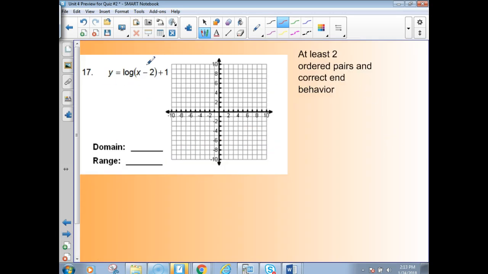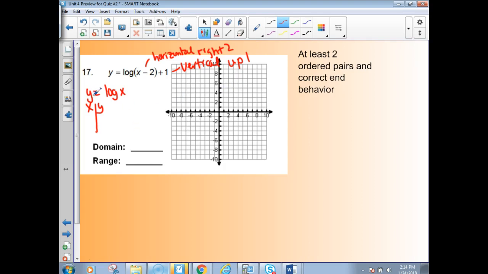All right, so this one, that is a horizontal shift right 2. And a vertical up 1. Now, what I think is easier for you to do is to say, well, what's the parent graph of that? And then shift it. So the parent graph would be y equals the log of x. So I'm going to think about points on that, and then I'm going to shift them. Okay, because I think that's probably the easiest way for most of you to do the problem.